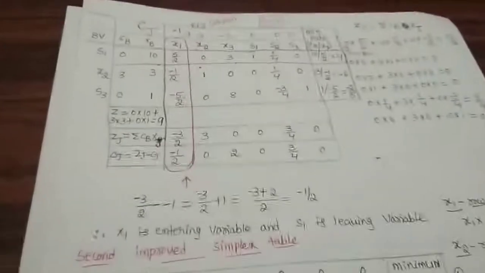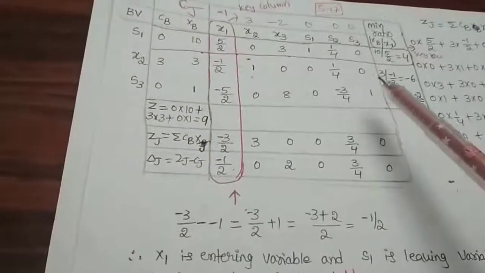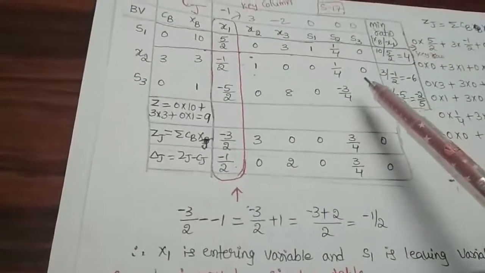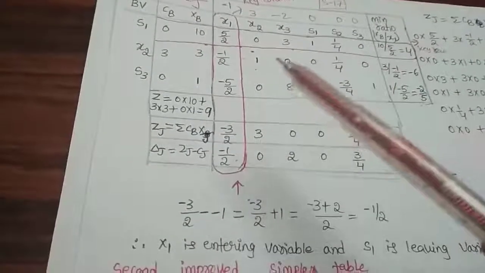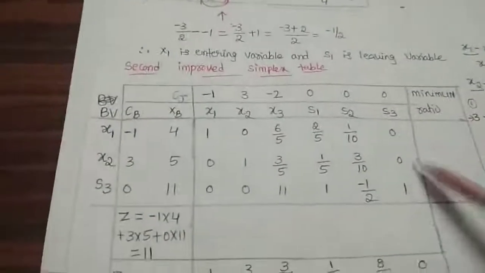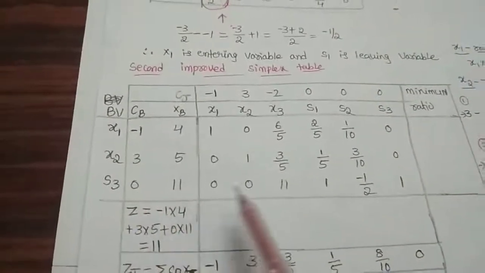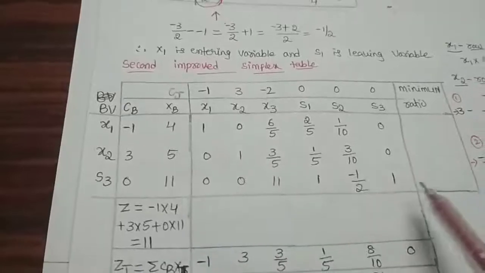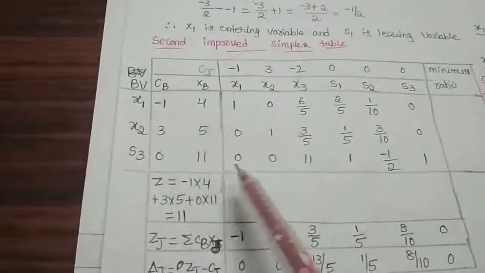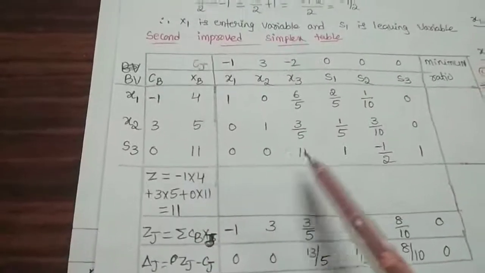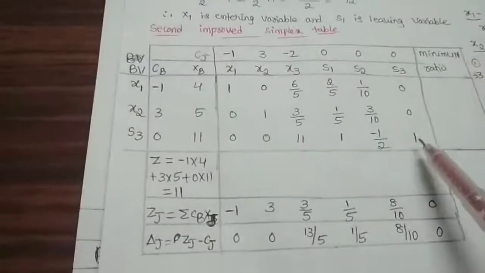How do we get 0 here? This is a 0, that is the corresponding key row element equal to minus 1 by 2 into 0 divided by the key column element, that equals the entire value 0. Now similarly calculate the S3 values also from here to here, using the same formula. You get the values 11, 0, 0, 11, 1, minus 1 by 2, 1.